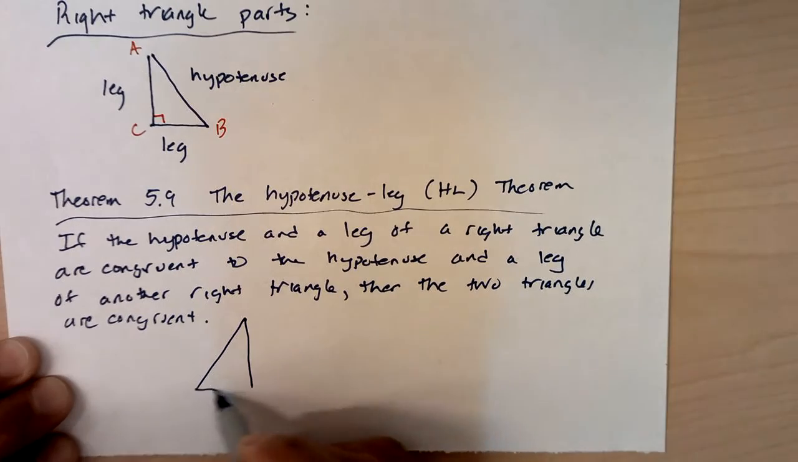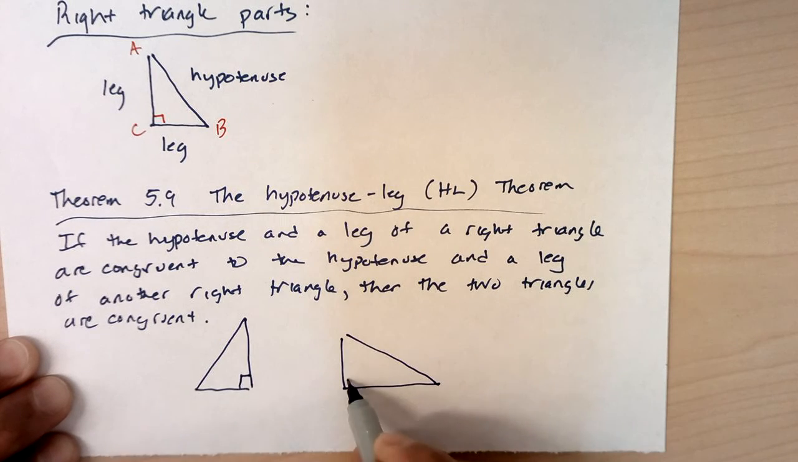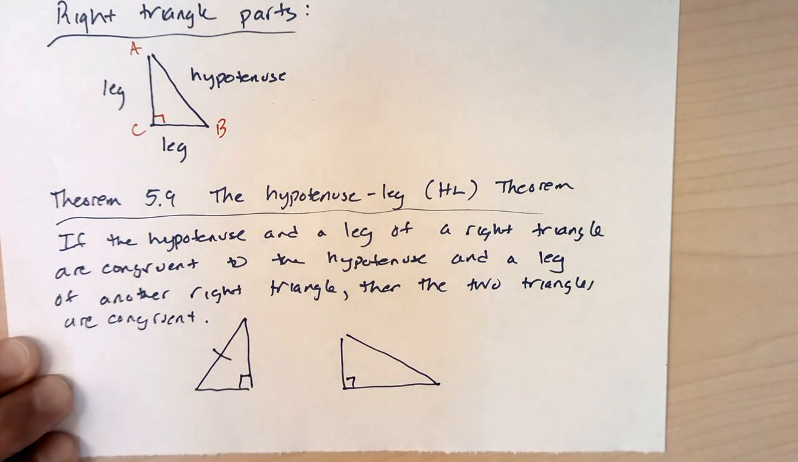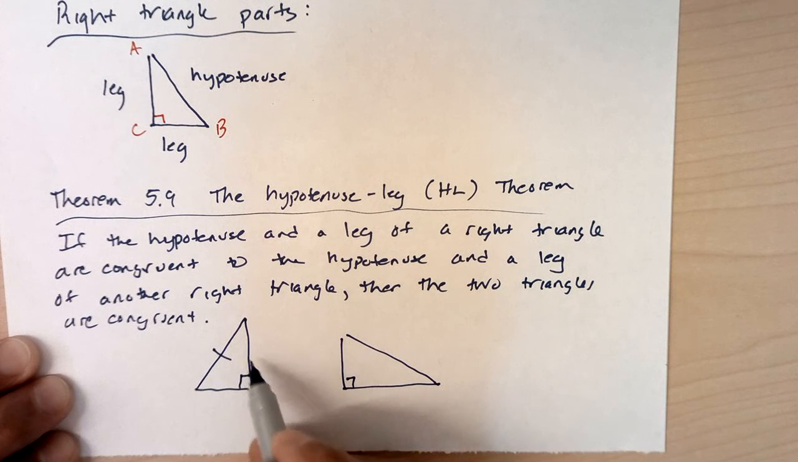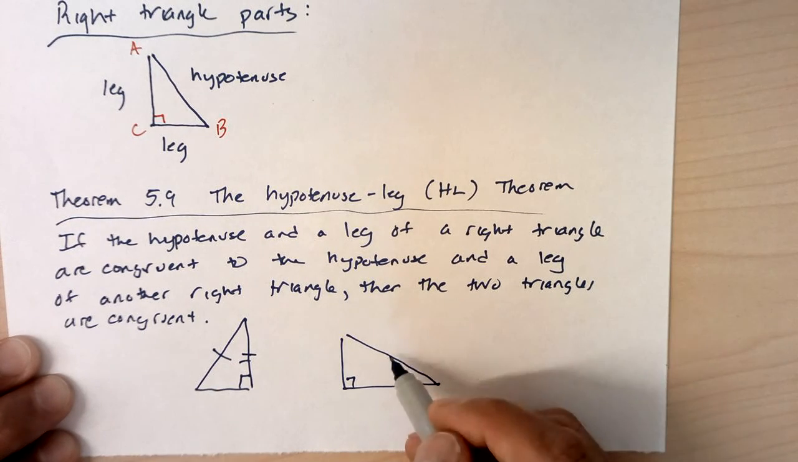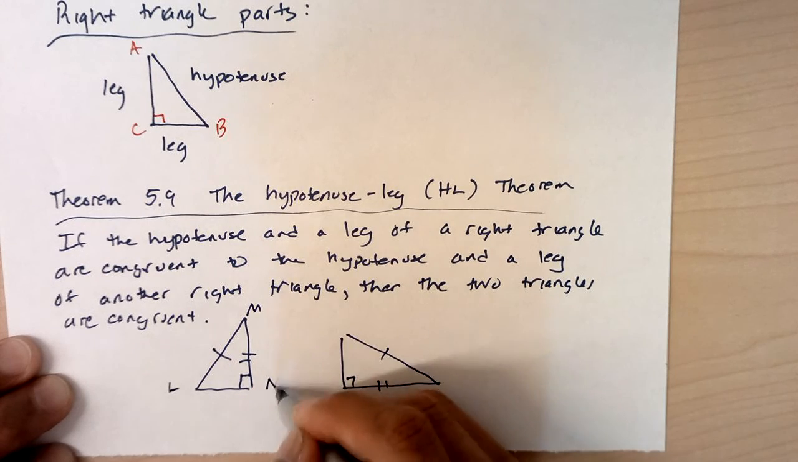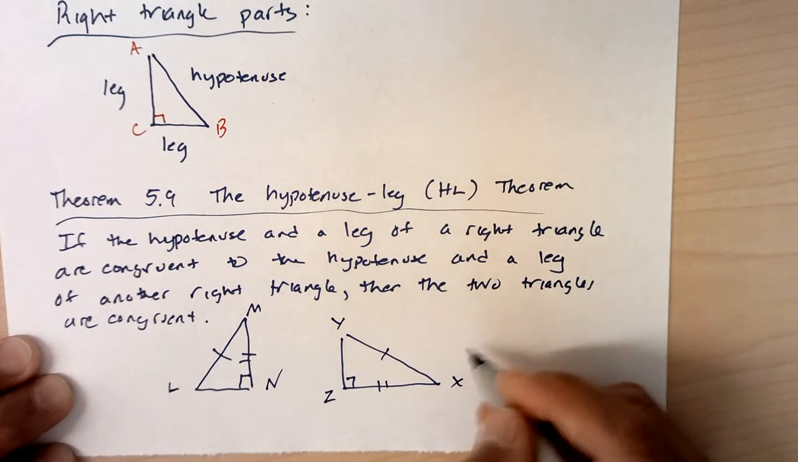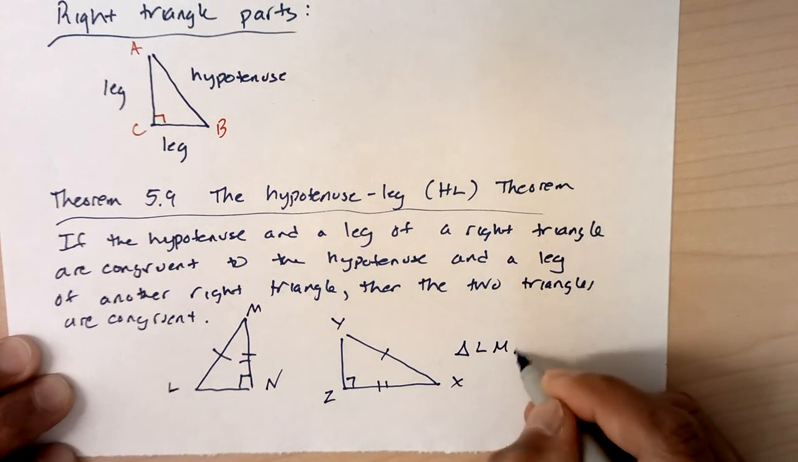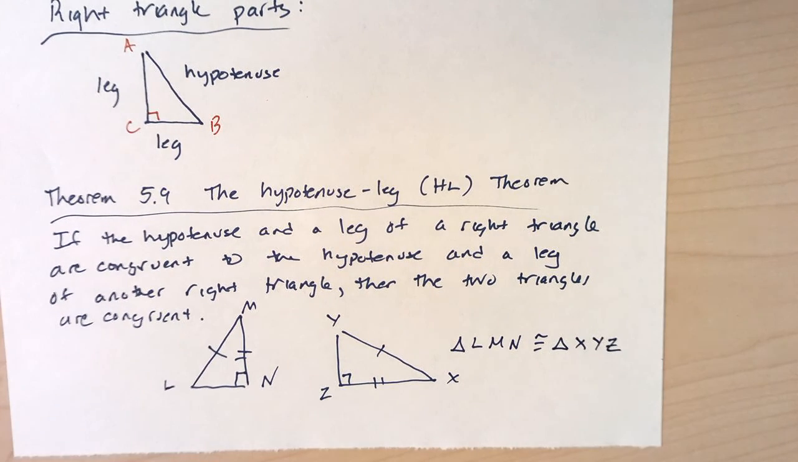Okay, so if I have a right triangle, again, it has to be a right triangle. And the hypotenuse of the right triangle and a leg, it actually doesn't matter which leg, it could be this leg or it could be this leg, but if the hypotenuse and that leg of the right triangle are congruent to the hypotenuse and the leg of a second right triangle, then those two triangles, more specifically the two right triangles, have to be congruent. If I made this triangle LMN, this triangle XYZ, then triangle LMN is congruent to triangle XYZ. Okay. That's the hypotenuse leg theorem.